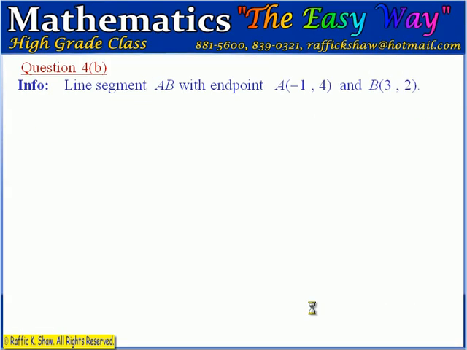Let's move down now to question 4B. Now question 4B tells us of a line segment with endpoints A(-1, 4) and B(3, 2). So we have a line segment AB, and these are the coordinates of the endpoints of that line segment. And the first part wants us to calculate the gradient of the line. The gradient of the line is the rise over run, or the change in y divided by the change in x, or the difference in y divided by the difference in x.